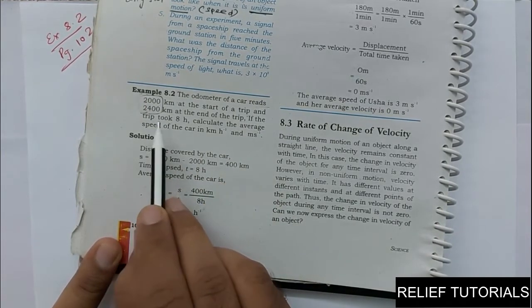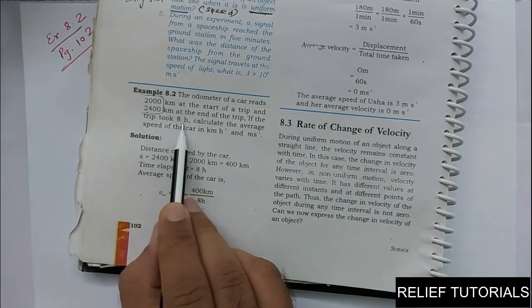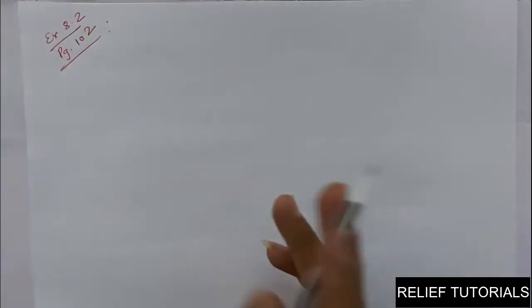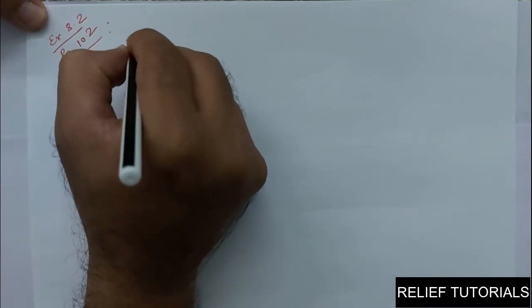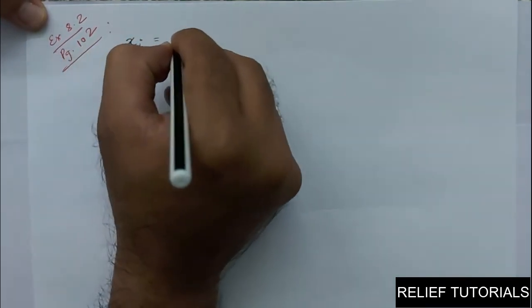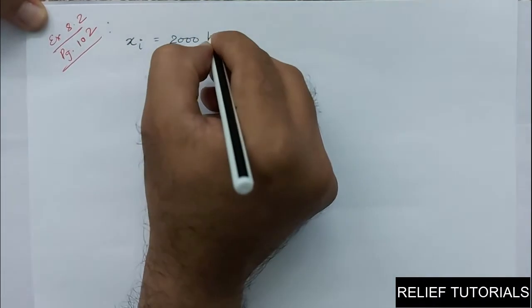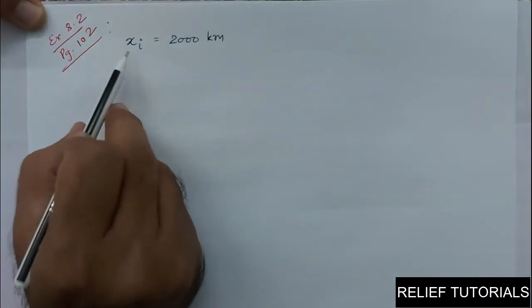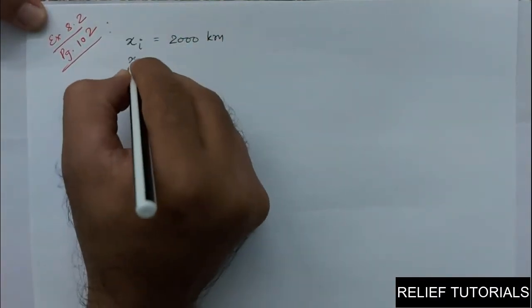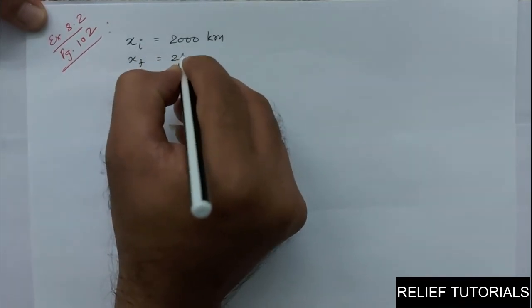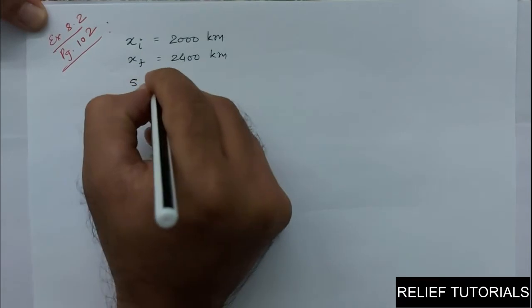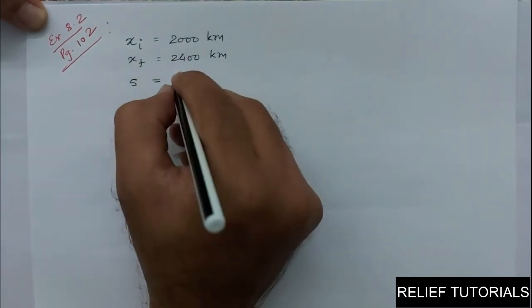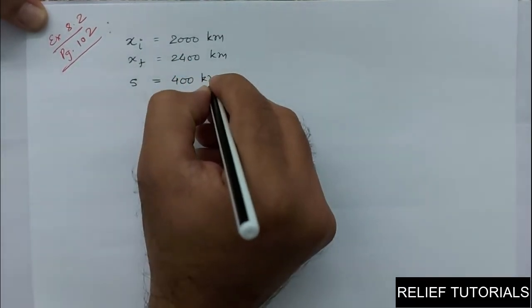If the trip took 8 hours, what was the initial reading of the odometer? Initial reading of the odometer is 2000 km. Can we write xi for that? You can. xf means final position, which is 2400 km. So we can say the distance traveled is xf minus xi. So it is 400 km.